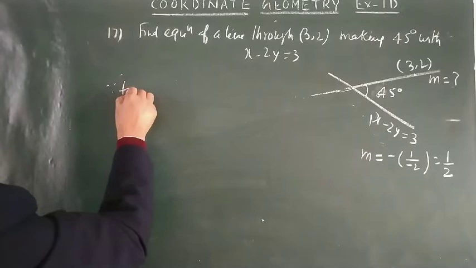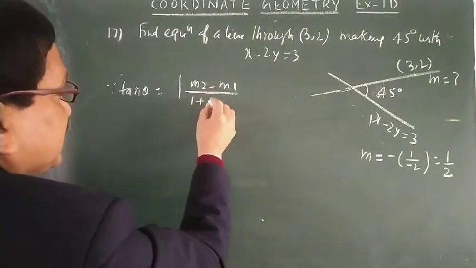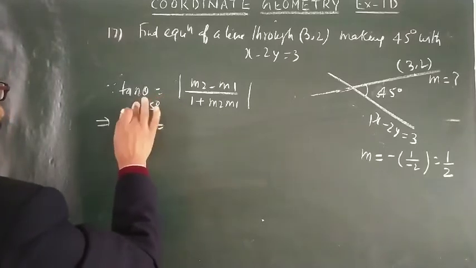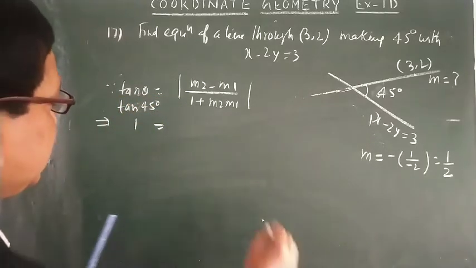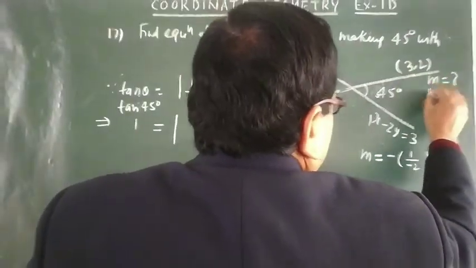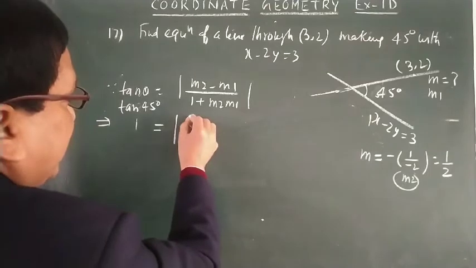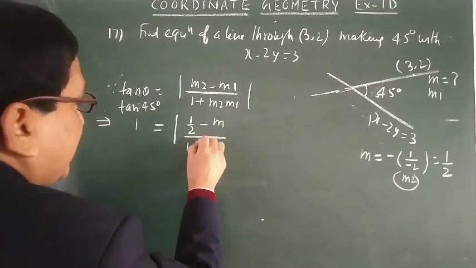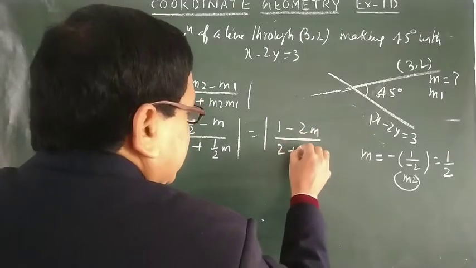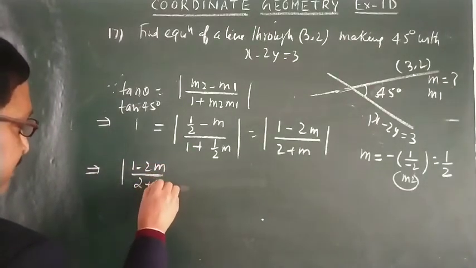Since tan theta is equal to the modulus of m2 minus m1, or you can say m1 minus m2, by 1 plus m2 m1. Theta is equal to 45, and tan 45 is equal to 1. Let this be m1 and this be m2. So m2 minus 1 by 2 over 1 plus 1 by 2 into m. So this is 1 minus 2m by 2 plus m, and 1 is equal to this. So modulus of 1 minus 2m by 2 plus m is equal to 1.